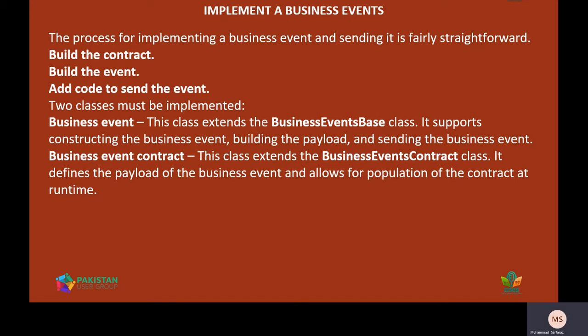The business event class extends the business event base class. It supports constructing the business event, building the payload, and sending the business event out. The other class is the business event contract, which extends the business event contract class, and it defines the payload of the business event and allows for population of the contract, initialization of the contract at runtime.